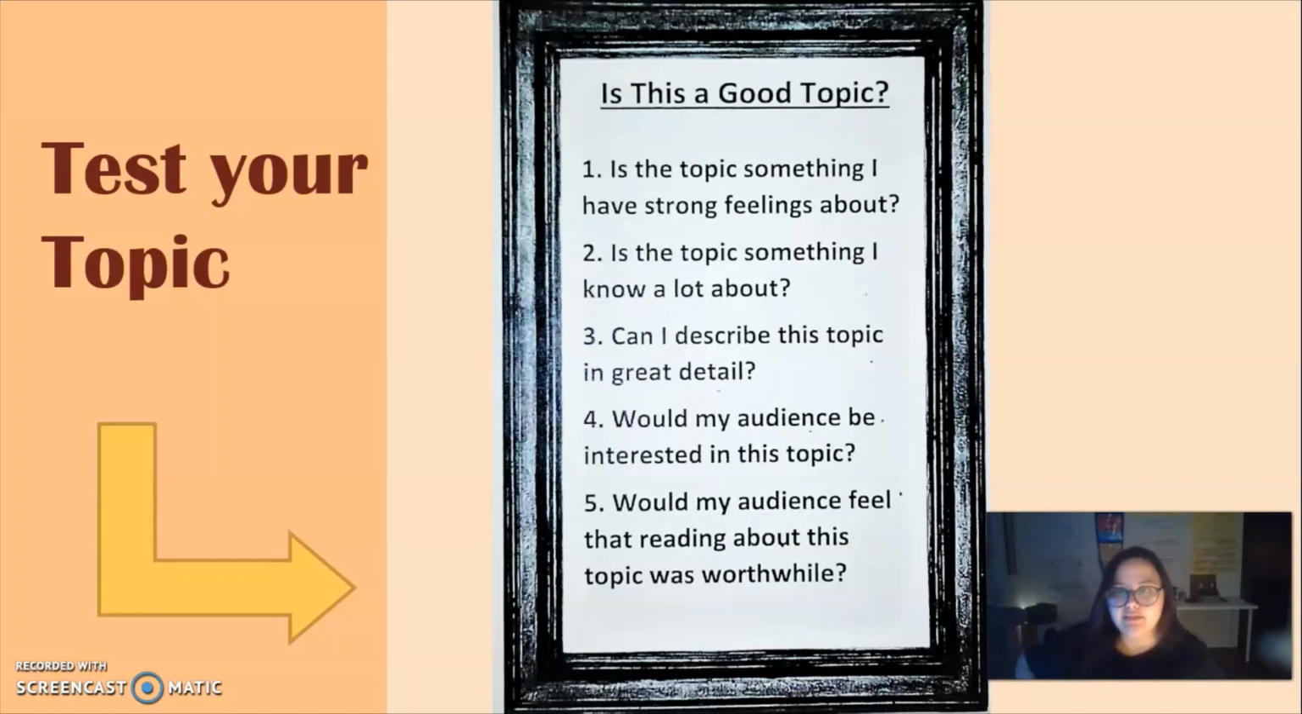Number 3, can I describe this topic in great detail? Well, if you can't describe the topic in great detail, maybe it's because you don't really know a lot about it. So 2 and 3 kind of go together, because if you know a lot about the topic, you can describe it with lots of details. You can give examples. You can give some information about the topic.